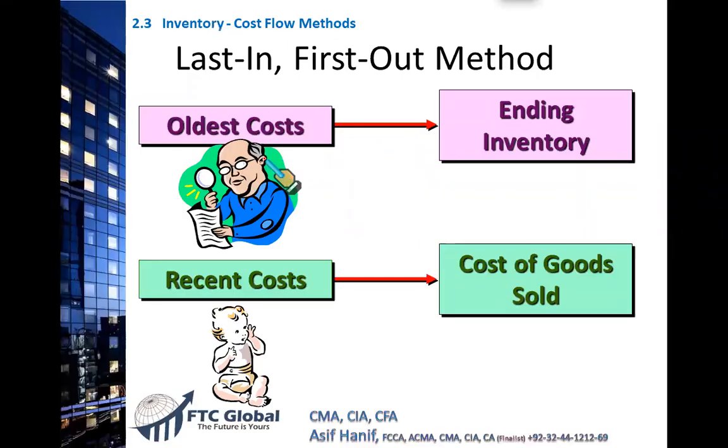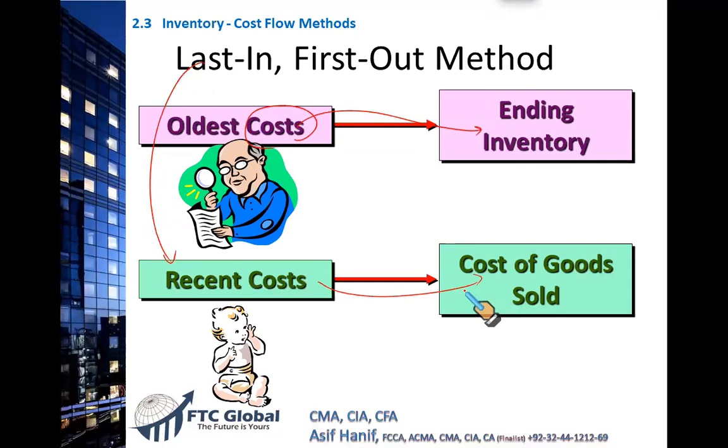Now, last in, first out, called LIFO. I told you yesterday, when we say LIFO or FIFO, it doesn't mean the oldest items are sold first or the oldest items are bought first or whatever. It's just costs. The last in, first out method assumes that the oldest costs, the items purchased earlier at the oldest cost, go to the ending inventory. And the items that we have recently purchased, the latest in, the recent costs, are charged to COGS.